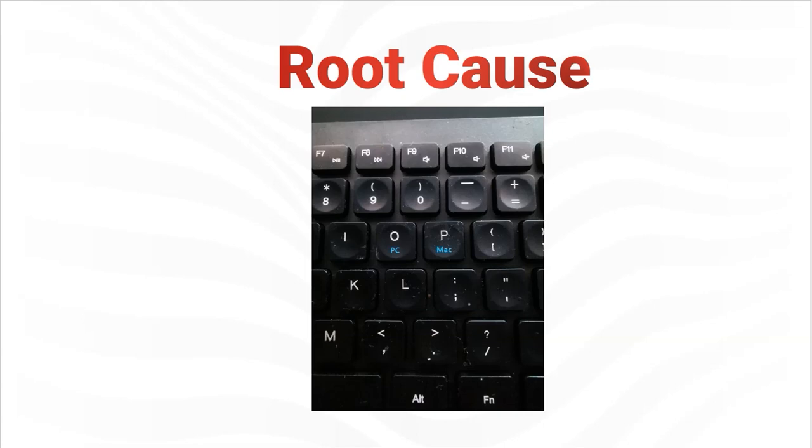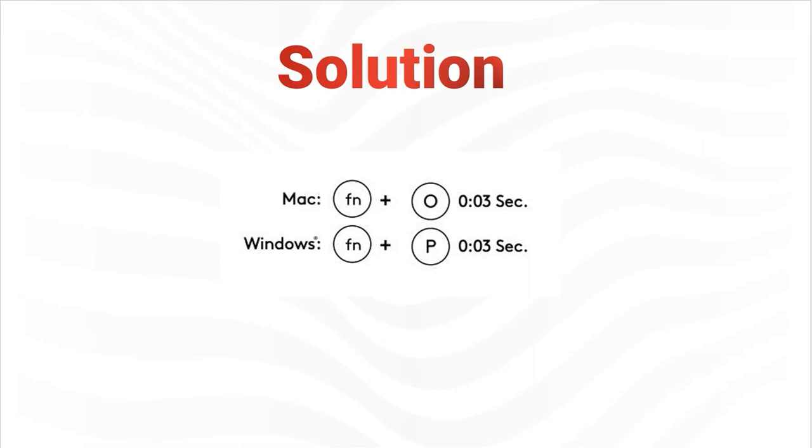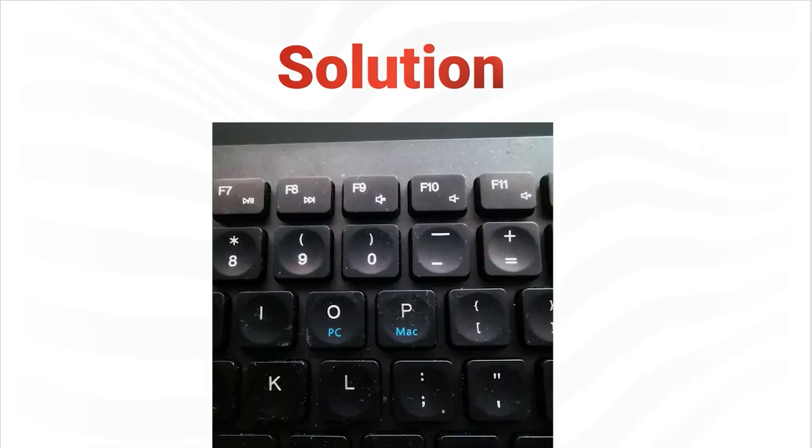Now, the solution might pretty much be obvious. If you're using a Windows computer, the solution would be pushing the FN button and the O button and holding that for about 3 seconds. When you do that, your keyboard will swap itself back to a PC, or act like a PC user.